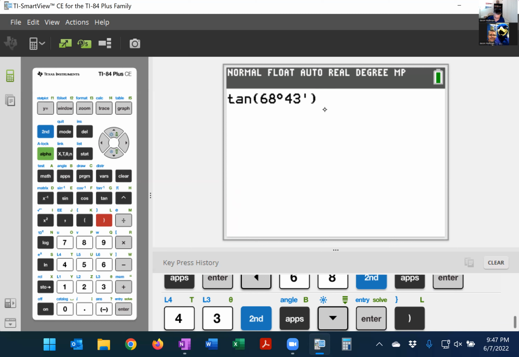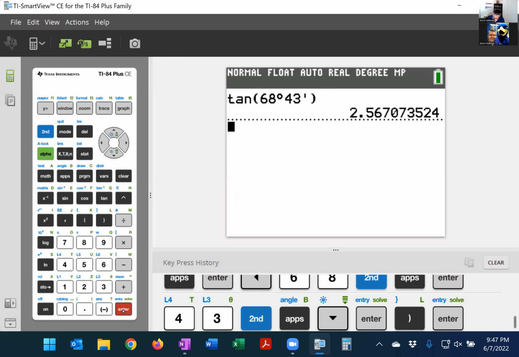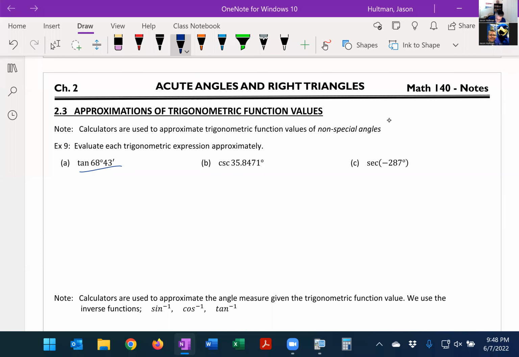I'm going to do the close parenthesis, and then I'll hit enter, and it comes out to about 2.567. So I'm going to write here that this was approximately 2.567. Okay, what about the next one here? Cosecant. Well, cosecant is 1 over the sine. So I want to find the sine, and then I want to do 1 over that.